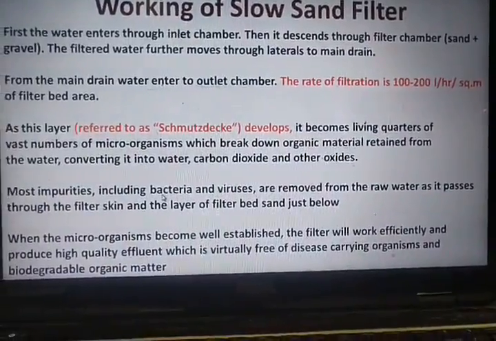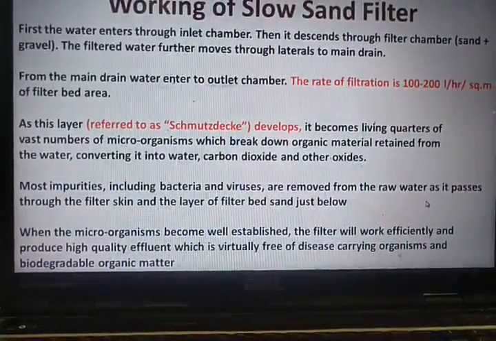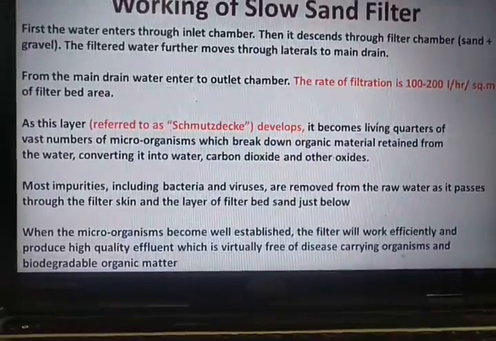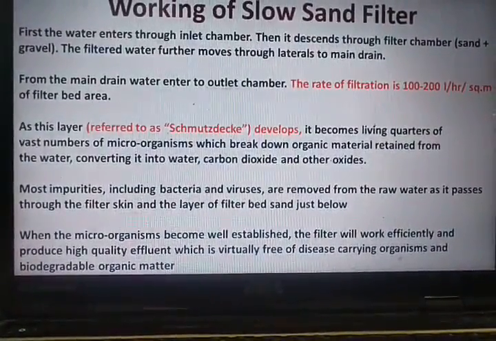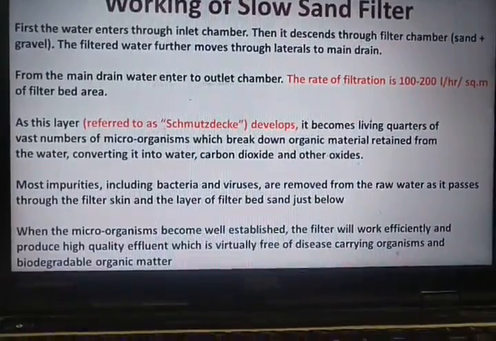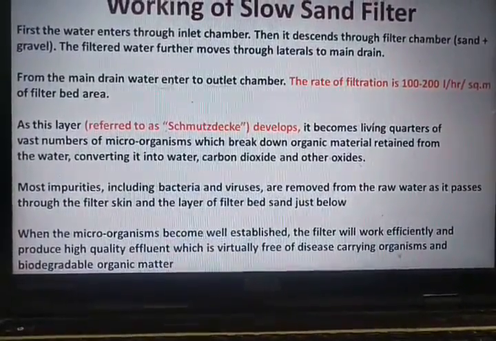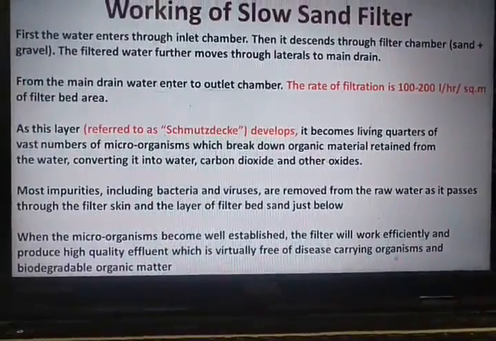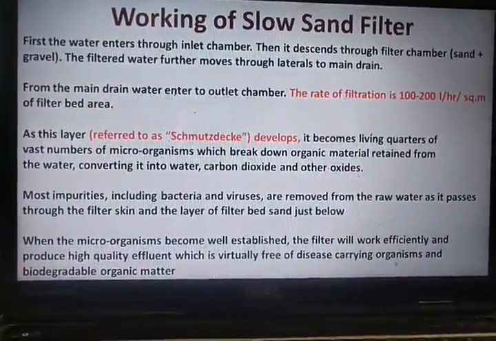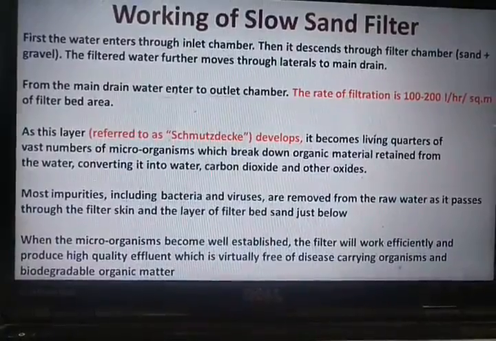Most of the impurities including bacteria and viruses are removed from the raw water as it passes through the filter skin and the layer of filter bed sand just below the dirty skin. When the microorganisms become well established, the filter will work efficiently and produce a very high quality effluent which is virtually free of disease-carrying organisms or pathogens and other biodegradable matter, but still disinfection is a must. Relatively, in comparison with the rapid sand filter, the slow sand filter has a very good efficiency with respect to effluent quality.